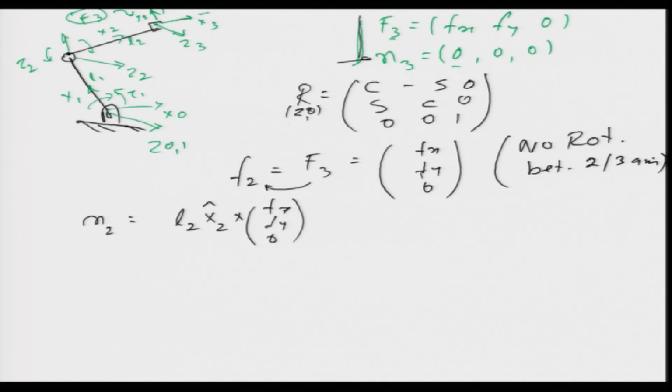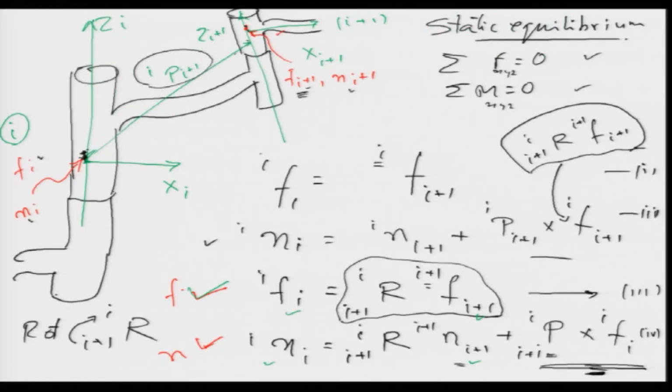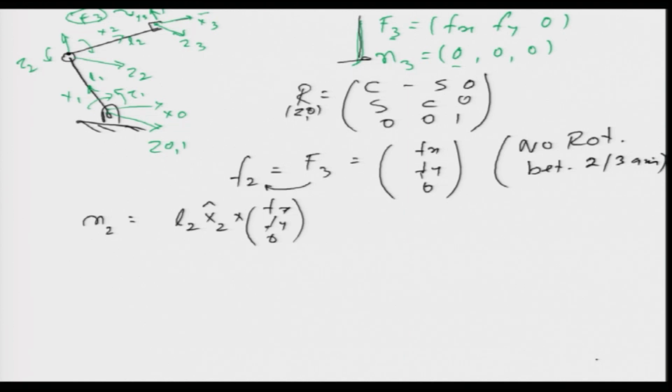So, this is what we are getting. If you just go back here and see again, it is essentially the distance. Now, the distance is L2 and the force F_i is F2, which is acting on 2. So, essentially it is L2 cross F2, okay. L2 is this distance, and it is along the x axis. That is why I am writing it along the x axis, cross F2, which is fx, fy and 0. Okay.